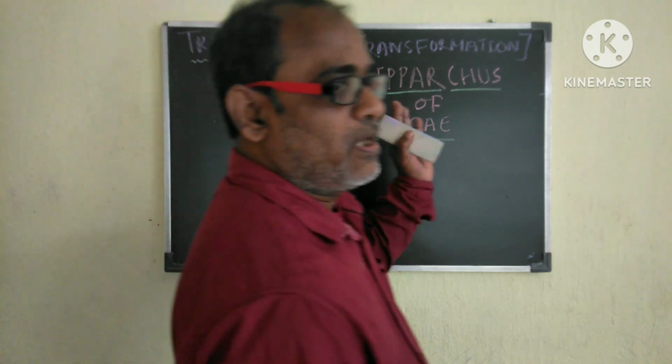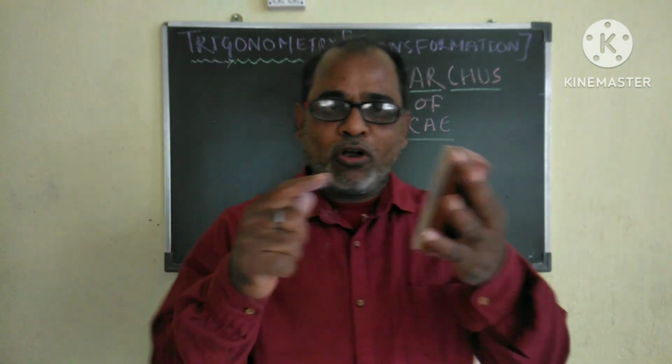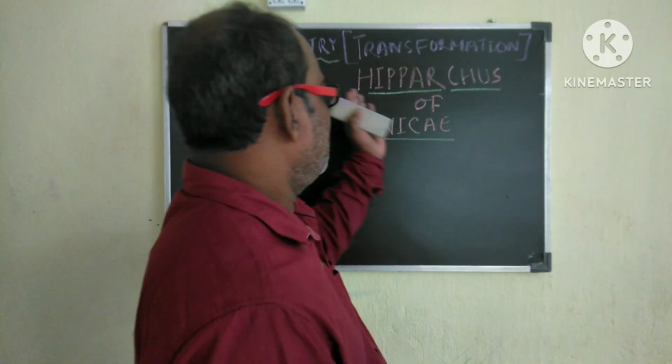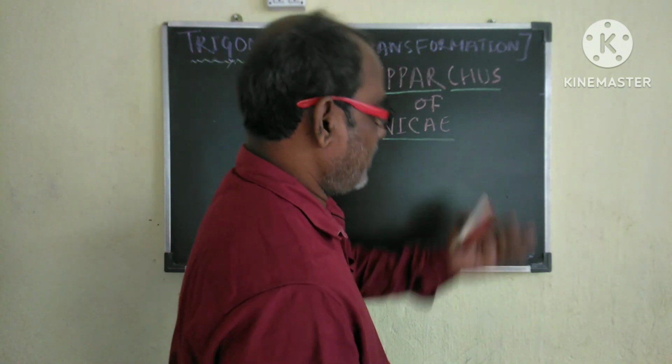So he is the inventor of trigonometry and is called the father of trigonometry. His name is Hipparchus of Nicaea.